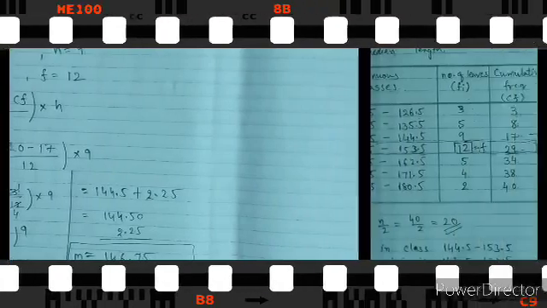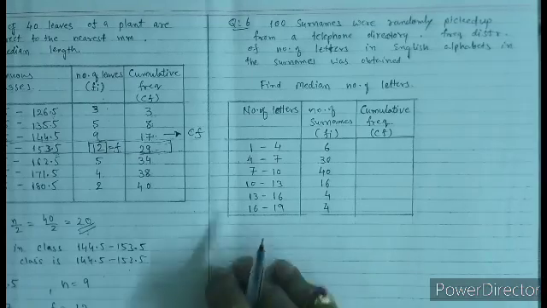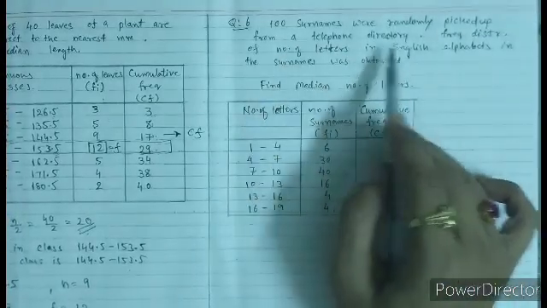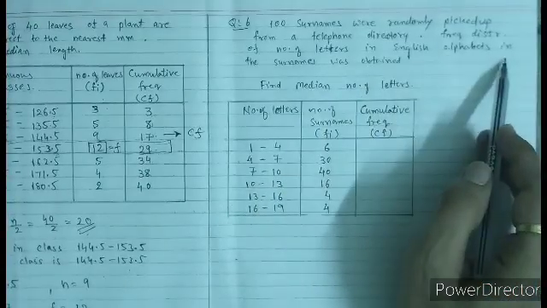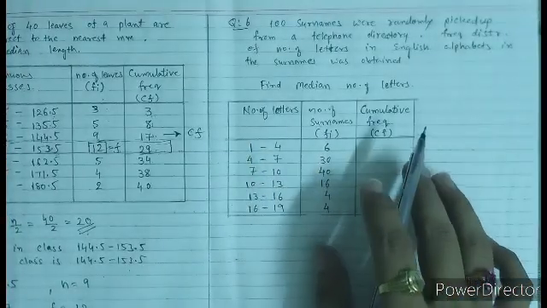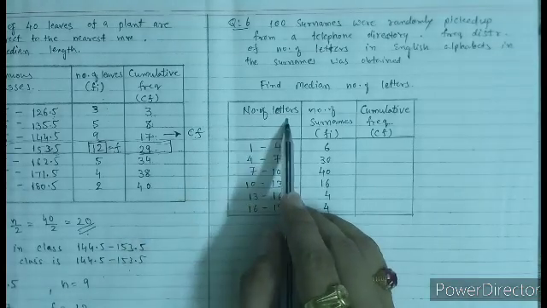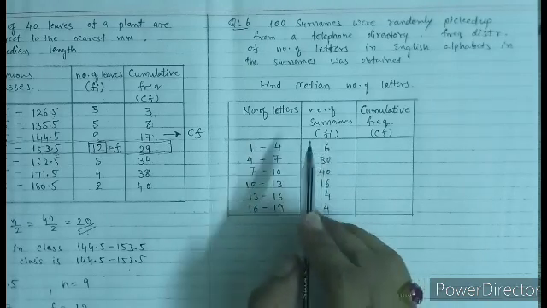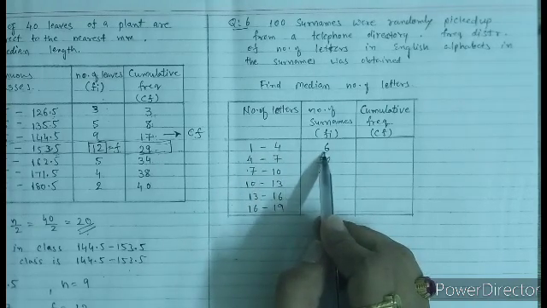This is your answer. Now let us take one more question from exercise 14.3, question number 6. Here the data is: 100 surnames were randomly picked up from a telephone directory. The frequency distribution of the number of letters in English alphabets in the surname was obtained. We are given this data and we have to find the median number of letters in the surname from this given data. Let us see the data is number of letters, its classes are given, and number of surnames, its frequency are given. What does it mean? Here 1 to 4 letters, number of surnames are 6.